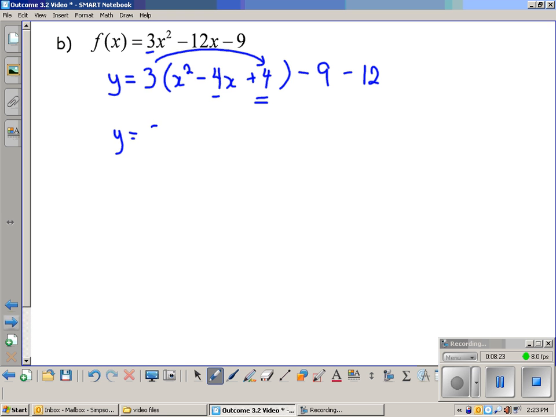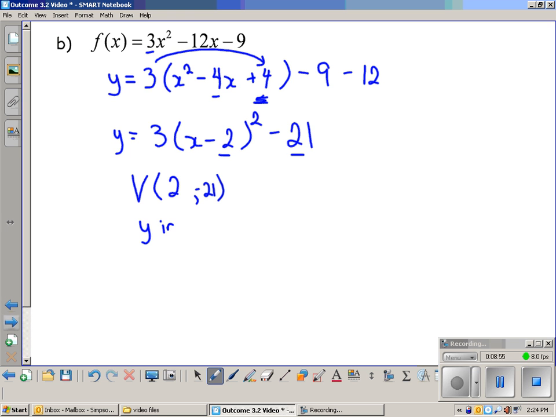We have y equals 3. Our 2 factors from our trinomial become x minus, from the coefficient in front of the x term, the square root of 4, which is 2. And negative 9 take away 12 is negative 21. Again, we can find our vertex. The vertex comes from our p value, so positive 2, and our q value, negative 21. Then the y-intercept is the c value when it is written in standard form. So our y-intercept this time is negative 9.